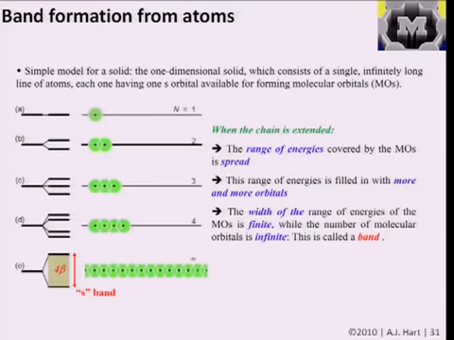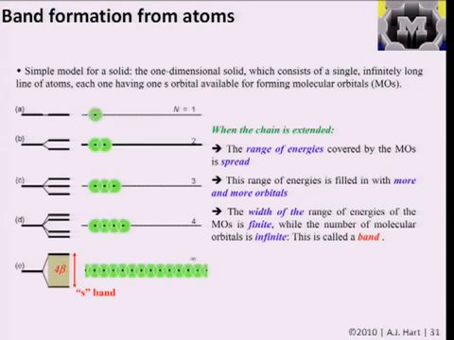Okay, so that's kind of like a top-down picture of what happens. You start with a big crystal, and you see how these bands emerge. There's another way to look at it that I'll just talk about briefly, which is kind of a bottom-up picture, where you start with individual atoms with discrete energy states, and then you start putting them together.